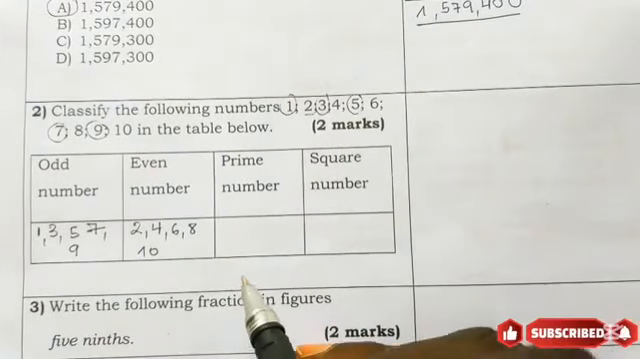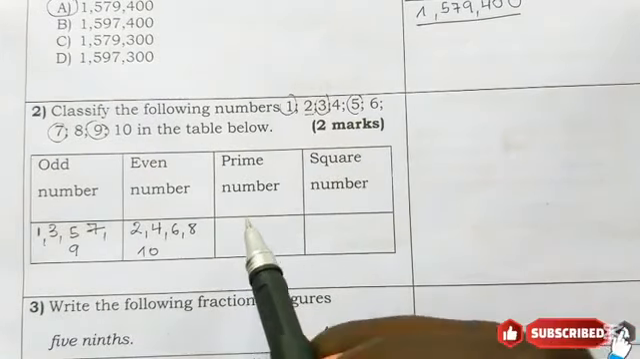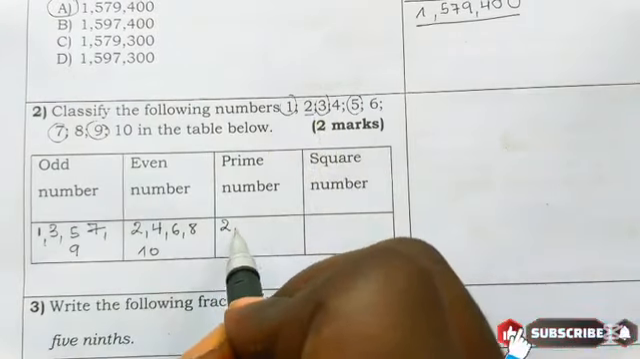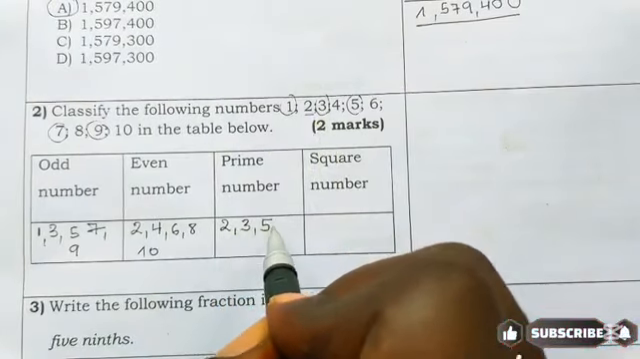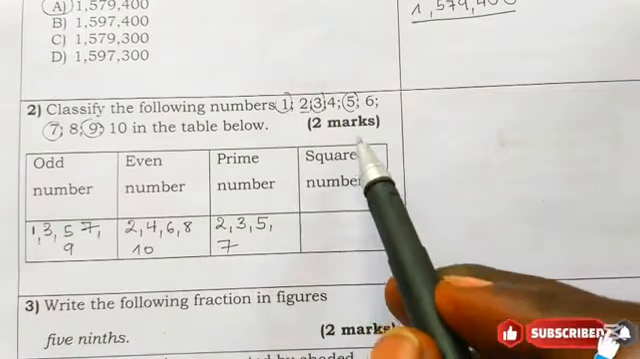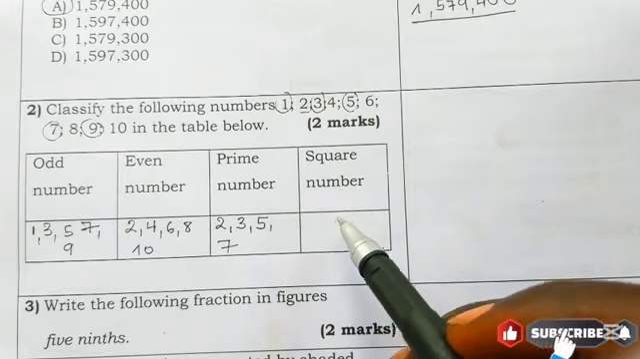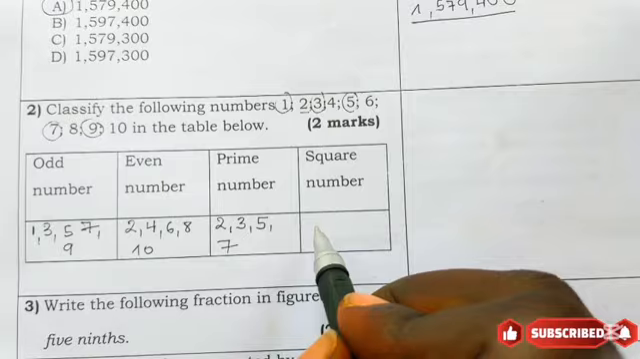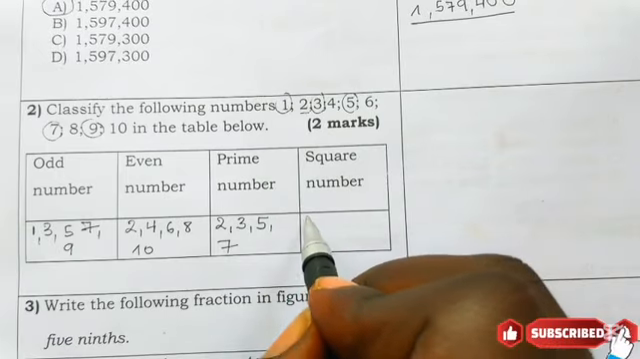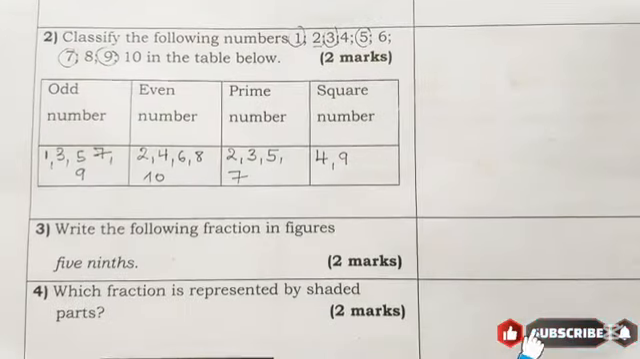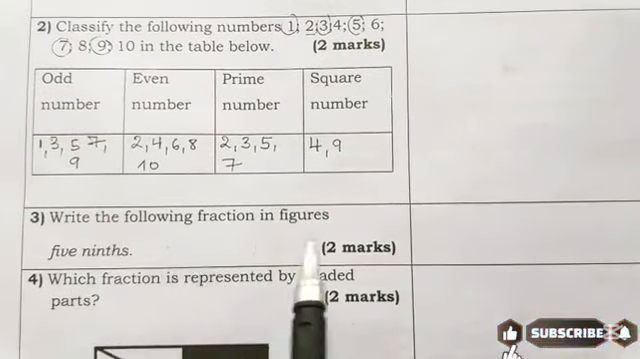Prime numbers: a prime number is a number which has 2 factors, 1 and itself, and the smallest prime number is 2. Starting from 2, we have 3, 5, and 7. Square number is a number which is multiplied by itself to get a product. We have 4 and 9, because 2 multiplied by itself gives 4.